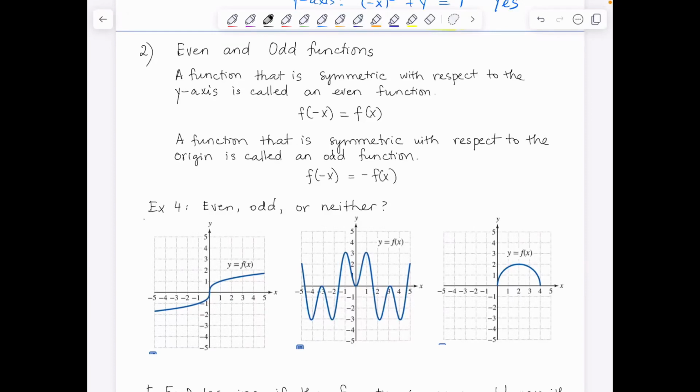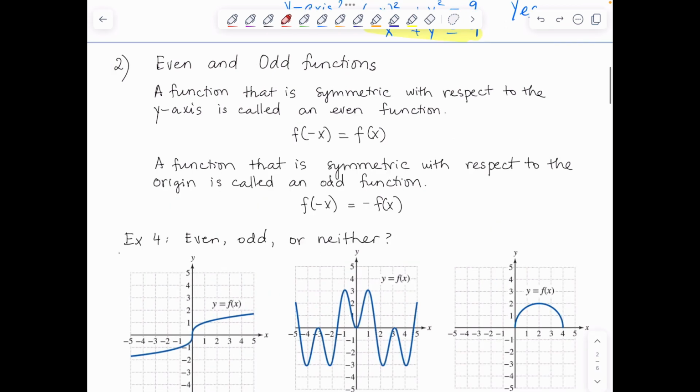In this video, we are going to talk about even and odd functions. A function that is symmetric with respect to the y-axis is called an even function. And to test if something is an even function without having the graph, we can do it algebraically by comparing f of negative x and f of x. If they're equal to each other, then the function is even.